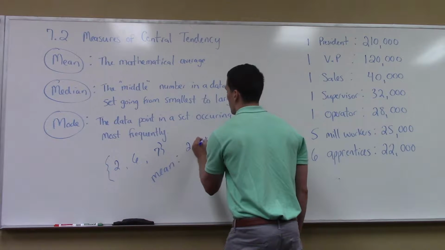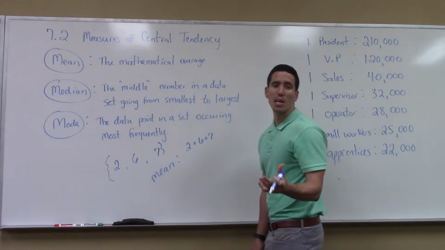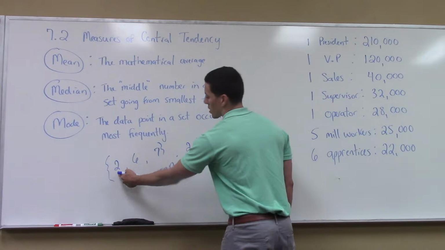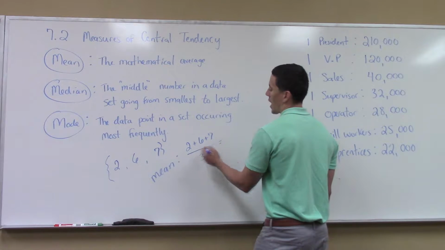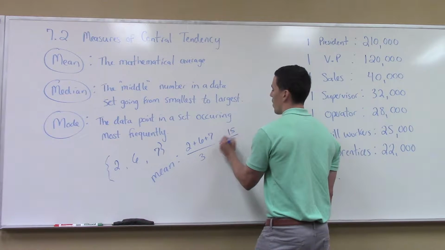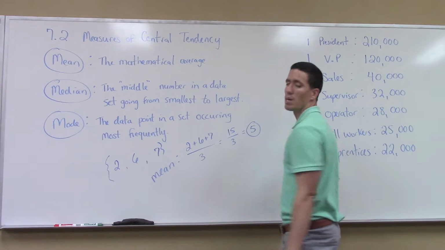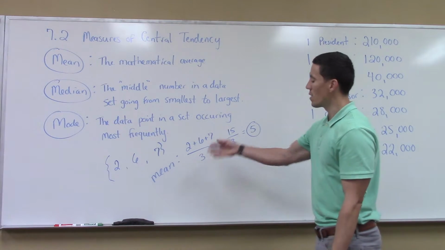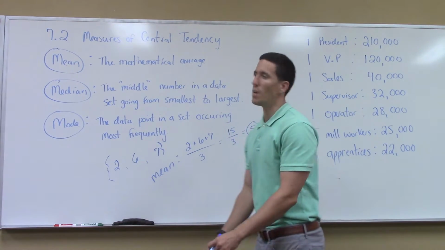The mean of that data set, 2, 6, and 7, would be 2 plus 6 plus 7, all the data points added together, divided by the number of data points in the set, which in this case is 1, 2, 3, divided by 3. So we have 13 plus 2 more is 15, divided by 3. The mean, or the mathematical average of those three numbers is 5. And you can continue that process with a much larger data set.